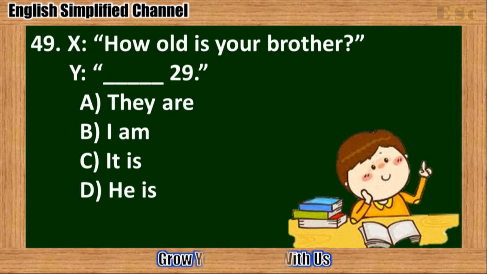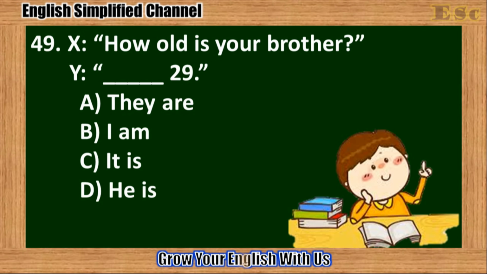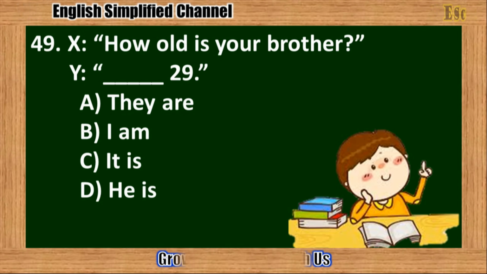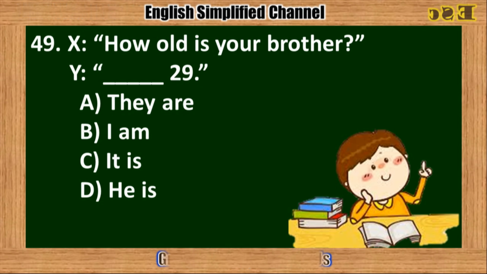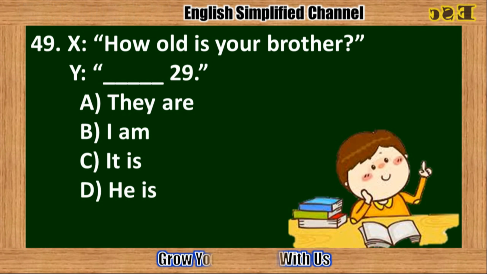(49) How old is your brother? Blank, 29. A. They are. B. I am. C. It is. D. He is.